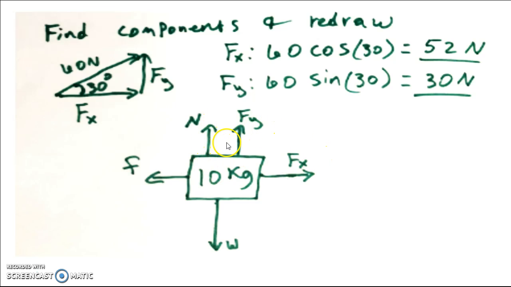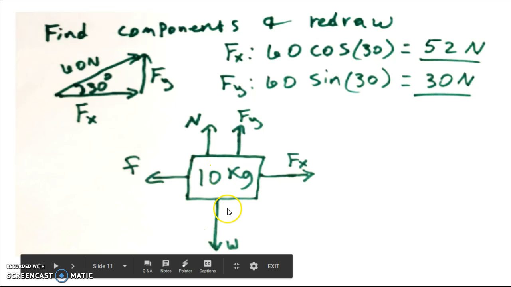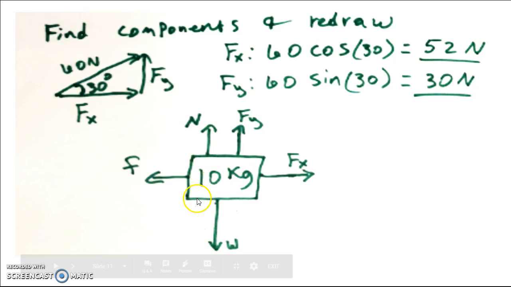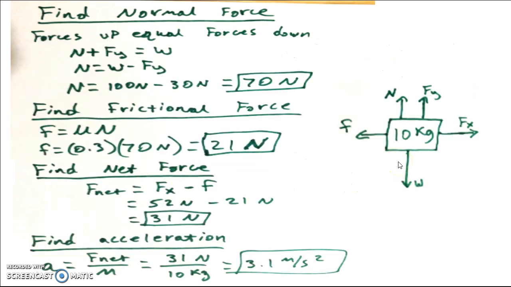Now we know that the top and bottom forces are always balanced. But this time the x component and the friction will not be balanced, and that's what we're going to have to figure out. So first, find the normal force. The forces up have to equal the forces down. So N plus the y component of the force has to equal the weight. If the top and bottom forces are balanced, then these two combined have to equal the weight. So the normal force is the weight minus the y component, and it's 100 minus 30.